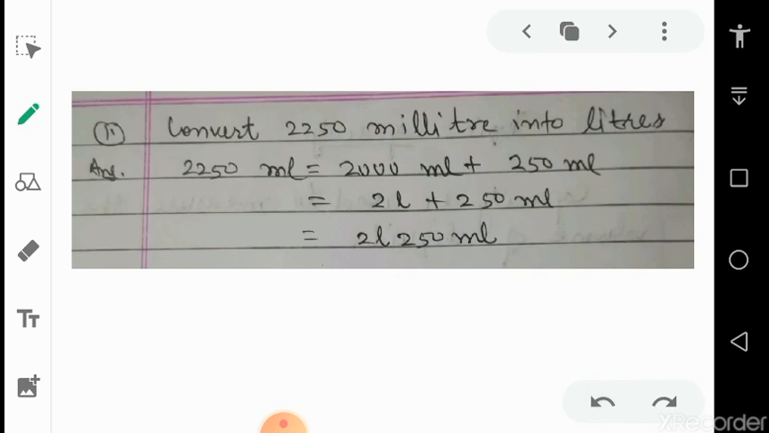You can also break it up into a whole number and a fraction. So 2250 ml is written as 2000 ml plus 250 ml. As you know, 2000 ml is equal to 2 liter and 250 will remain the same. If we add them together, we get 2 liter 250 milliliter. So this way you will solve.